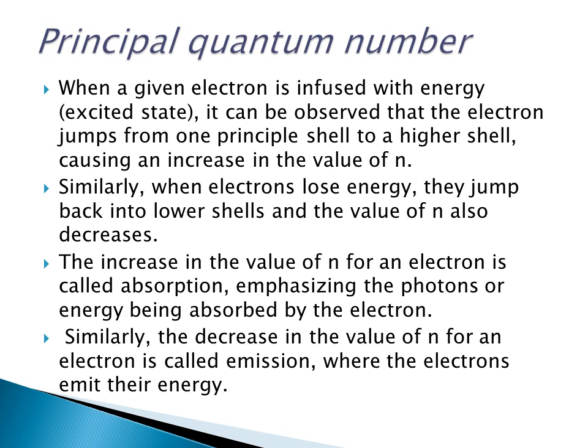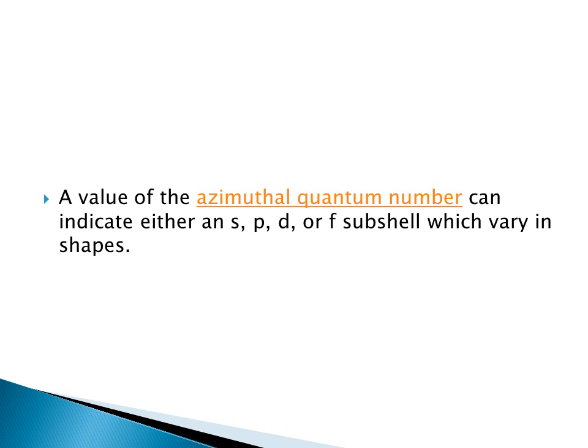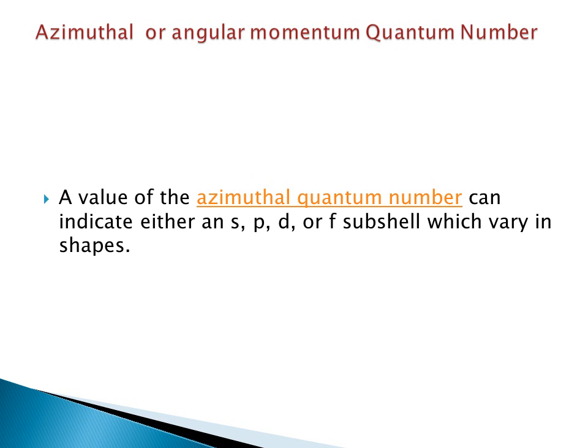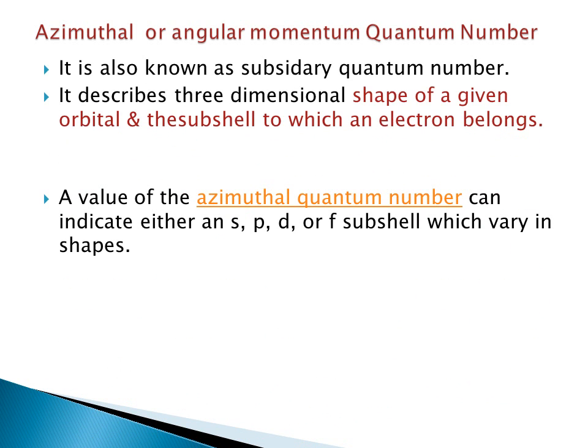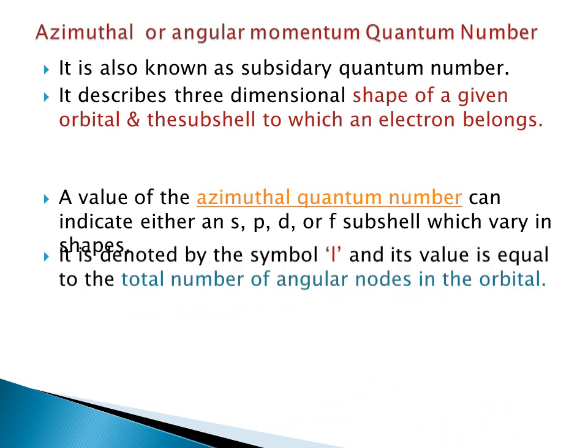Thus, in this way we have described the principal quantum number. The next number we are going to discuss is the azimuthal quantum number. It is also called angular momentum or subsidiary quantum number. The specialty of this quantum number is that it describes the three-dimensional shape of a given orbital and the subshell to which the electron belongs, that is, subshells such as 1s, 2s, 2p and so on.